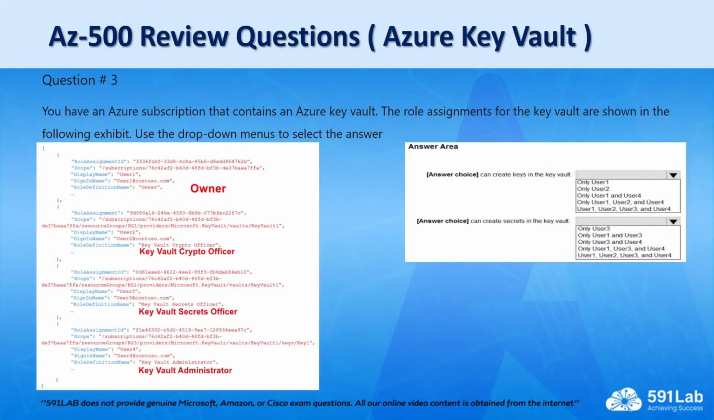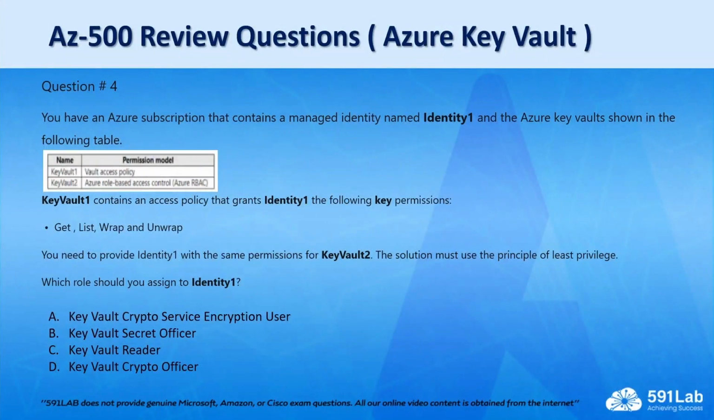Our third question, and here we can see you have an Azure subscription that contains an Azure Key Vault. Okay, so we have one subscription where we already have an Azure Key Vault. In question number 4, we have an Azure subscription that contains a managed identity named identity and Azure Key Vaults shown in the following table. So we have Key Vault 1, whose permission model is set to vault access policy. And we have Key Vault 2, where the permission model is set to Azure RBAC.